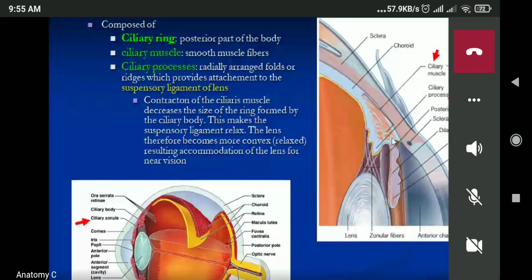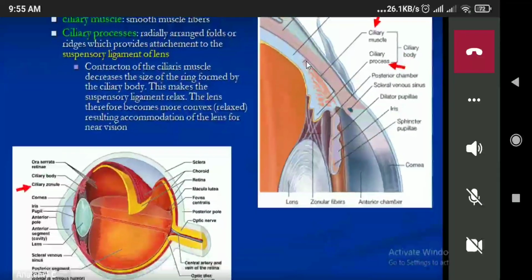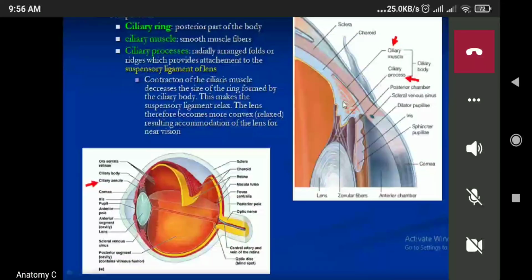So this ciliary body consists of three parts. The posterior part, can you see the posterior part of the body? This is known as the ciliary ring. And this one is known as the ciliary muscle, which is a smooth muscle. And next, we can see the ridges or folds over here, which give rise to the attachment of the suspensory ligament of the lens. This fold is known as the ciliary process. This is the ciliary process, the ciliary muscle, and the posterior part of the ciliary body is known as the ciliary ring.